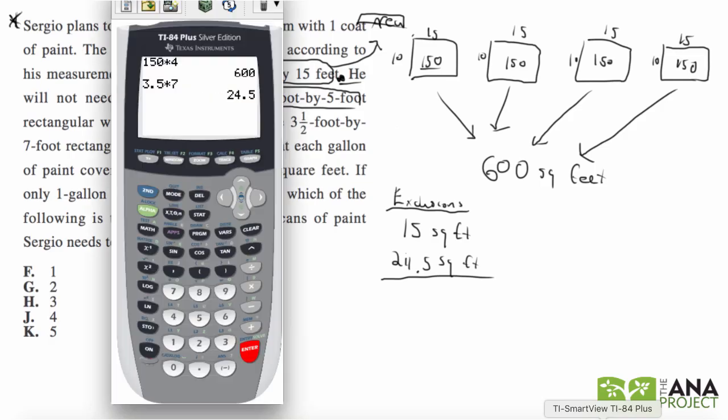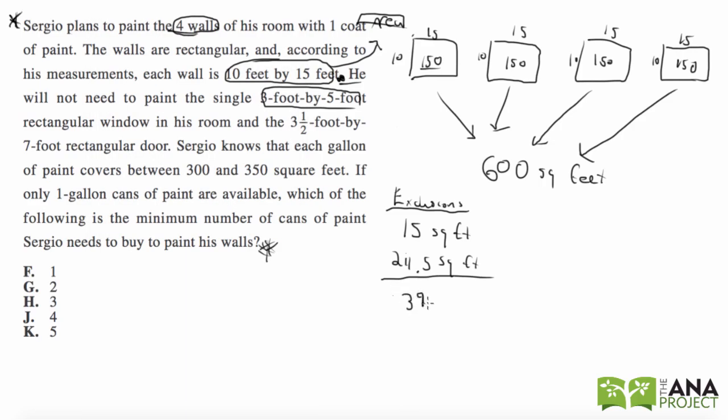So the exclusions are, let's just add those up. 15 plus 24.5 is 39.5. So 39.5 square feet are excluded. He won't have to paint. Of this 600 square feet, 39.5 square feet will be excluded that Sergio will not have to paint.